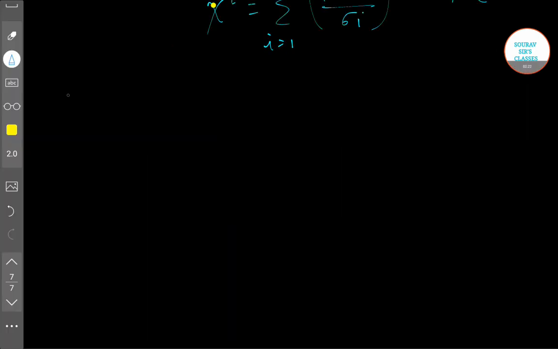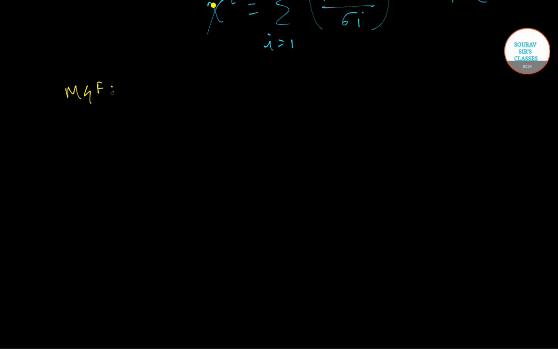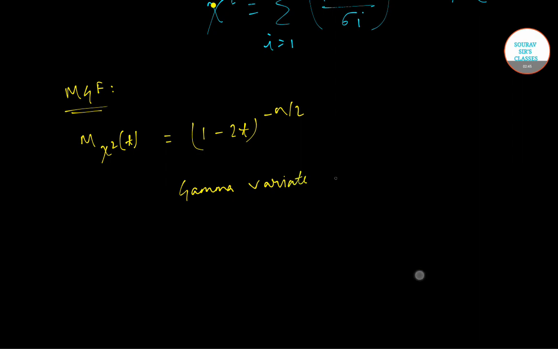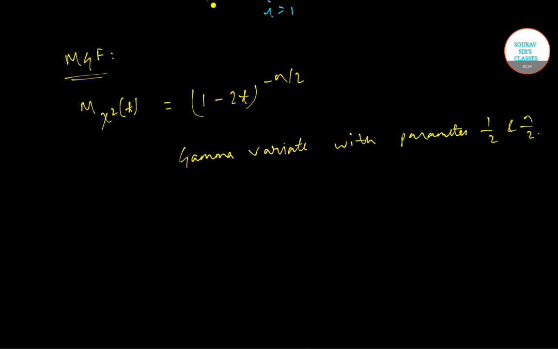The moment generating function, MGF, is given as M chi-square(t) is equal to (1 minus 2t) to the power minus n by 2, which is the MGF of a gamma variate with parameters half and n by 2.